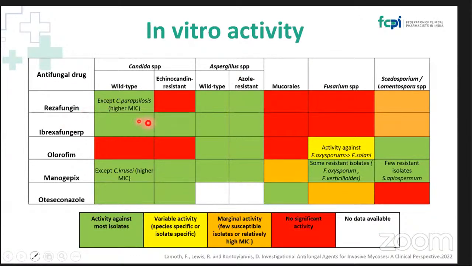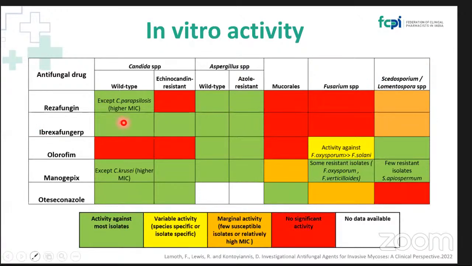So resafungin has activity against wild type Candida species, except Candida parapsilosis. It has higher MIC values. It cannot act on echinocandin resistant Candida species, but it has good coverage for Aspergillus and no activity towards Mucorales and Fusarium, with marginal activity towards Scedosporium and Lomentospora species.